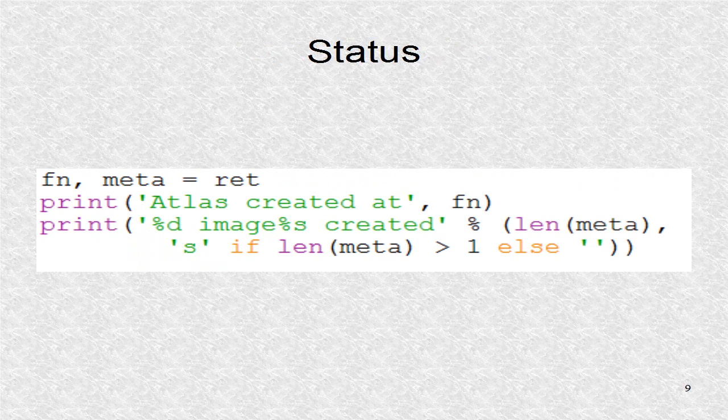9. Finally, there are printouts indicating the name of the main atlas file, which is the text file in JSON format. It also indicates how many images are in the atlas. If the size is large enough, it should be only 1 file.